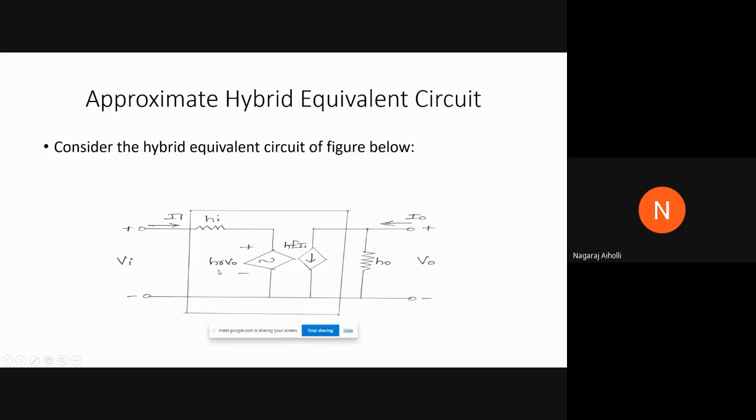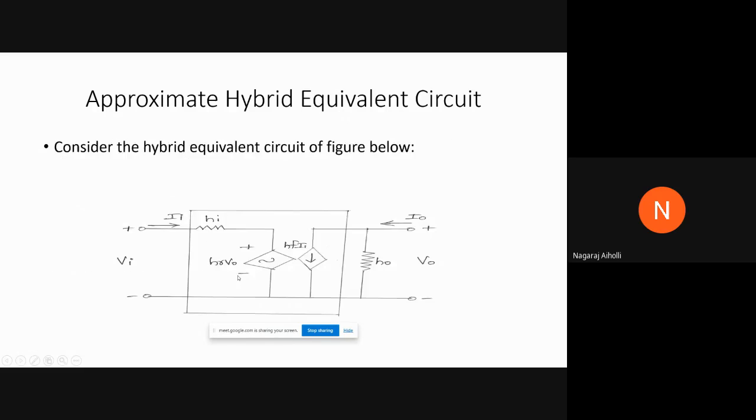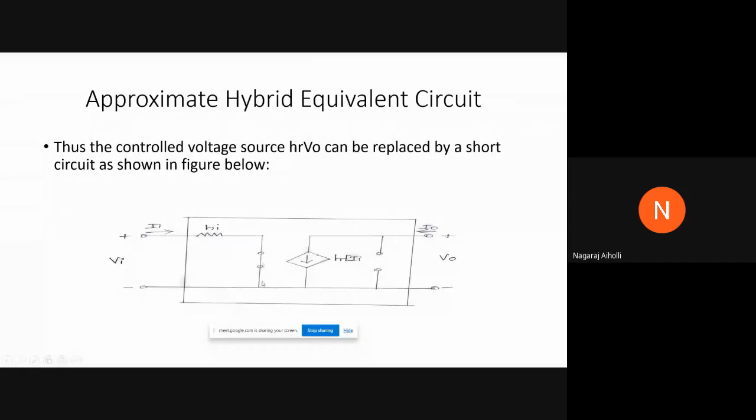So when HR becomes approximately equal to 0, then HR V0 also becomes 0. That means this HR V0 is considered as a short circuit. We had discussed this in the last class. Due to the small values of HRE and HRB, we can take their values as approximately equal to 0. That is, HR V0 will be equal to 0. When HR V0 becomes 0, this is a voltage source and hence it becomes a short circuit. Therefore, it is represented as a short circuit here.